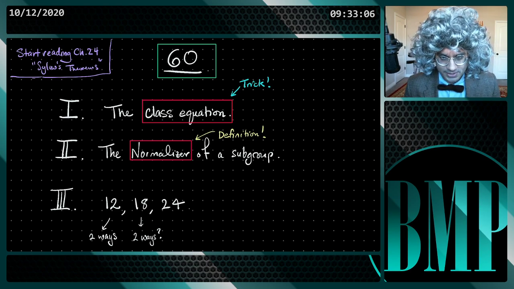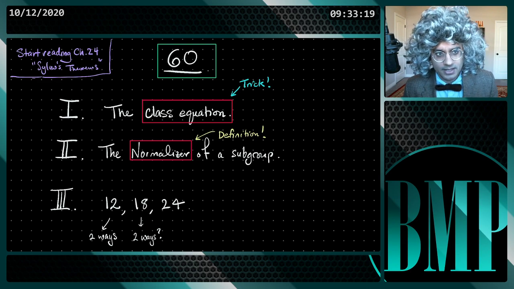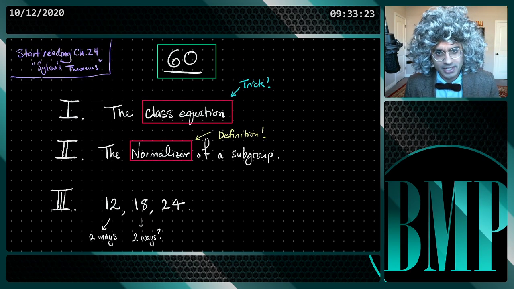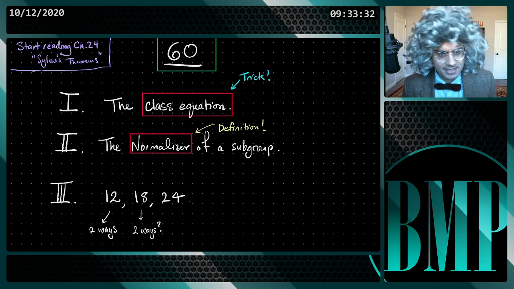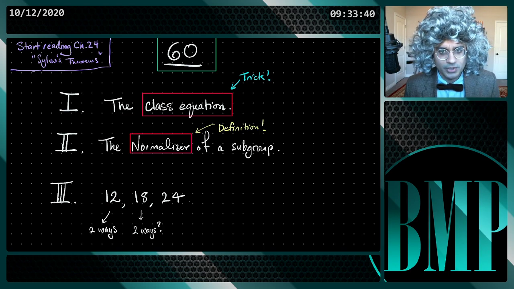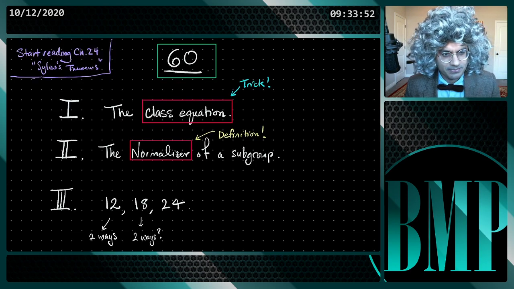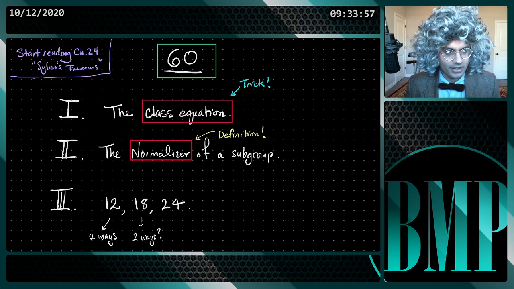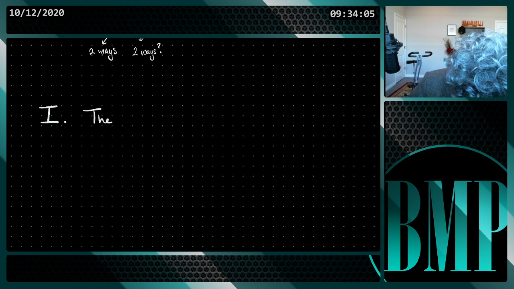We've actually already used this trick once, but I'm going to give it a name. It's called the class equation. And students, if you want to read something in line with what we're doing, start reading chapter 24. Chapter 24 you should think of as developing a massive trick. So the class equation is the first thing I'll talk about. Second is the definition of the normalizer of a subgroup. And third, we'll start the case analysis up to 60, starting with 12, 18, and 24, the first three on the chopping board that obviously don't fall. So number one: the conjugacy class equation.